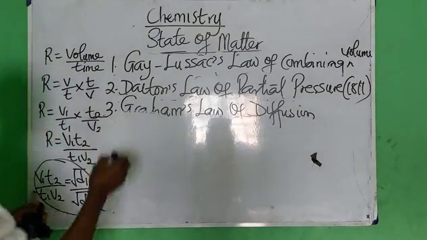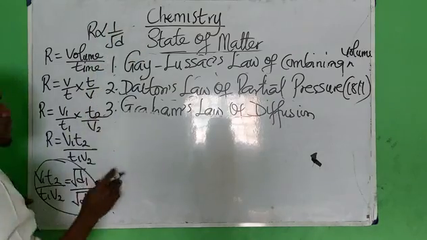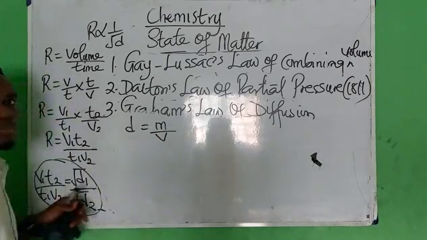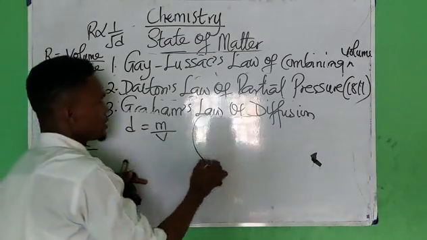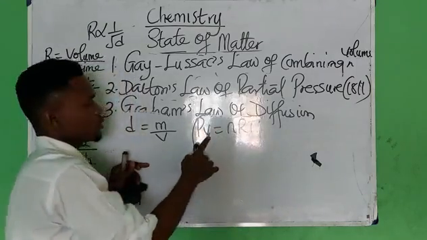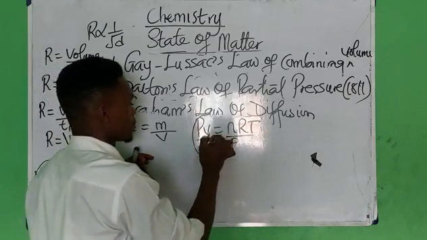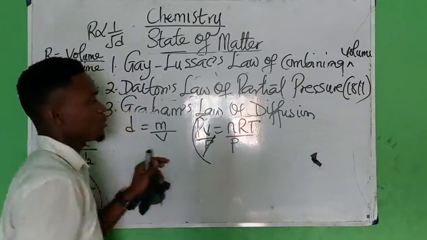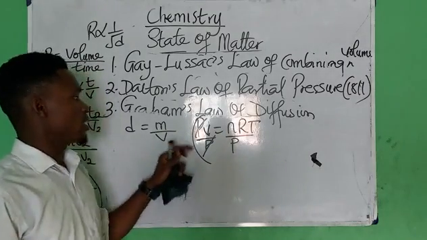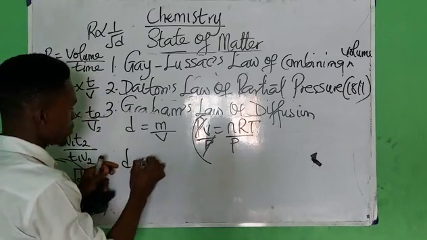But we said that rate is inversely proportional to the square root of the density. And you know that density is mass over volume. Now, from our ideal gas law, we see that PV is equal to nRT. If I make V the subject of the formula, that becomes V equals nRT over P, which means wherever I see V, I'll put nRT over P.